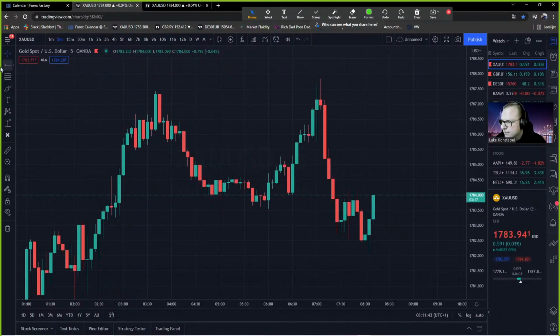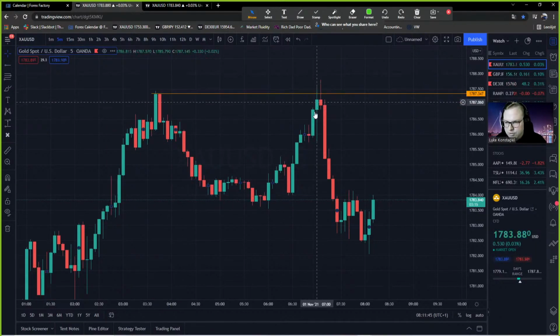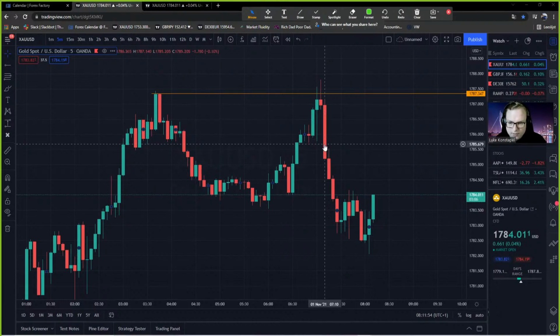The 5 minute was absolutely perfect. This is what you need to wait for. Go back, test, go back. I missed this entry because I was doing something else, so I got in over here. My entry is all the way over here. It wasn't the best entry, but still fine. I was still up like 30 something, 35 pips.